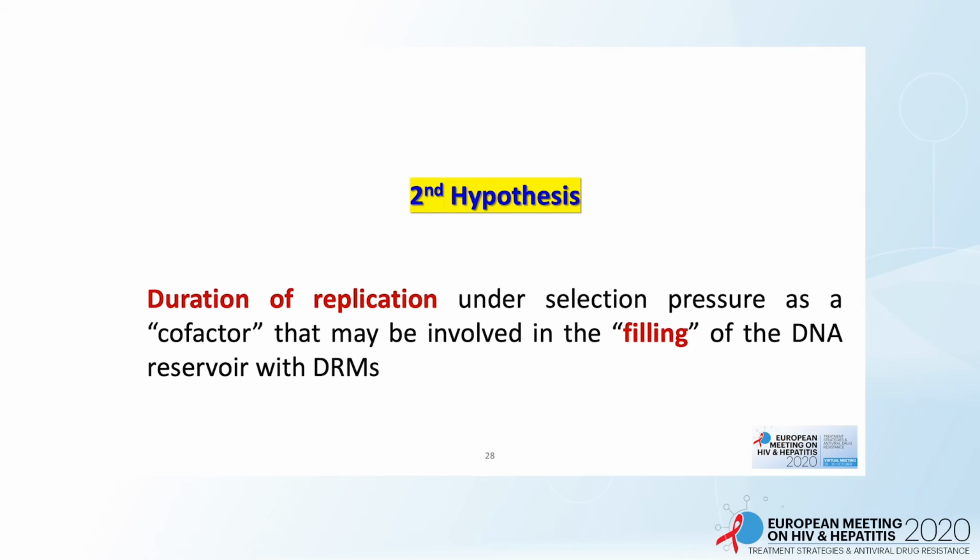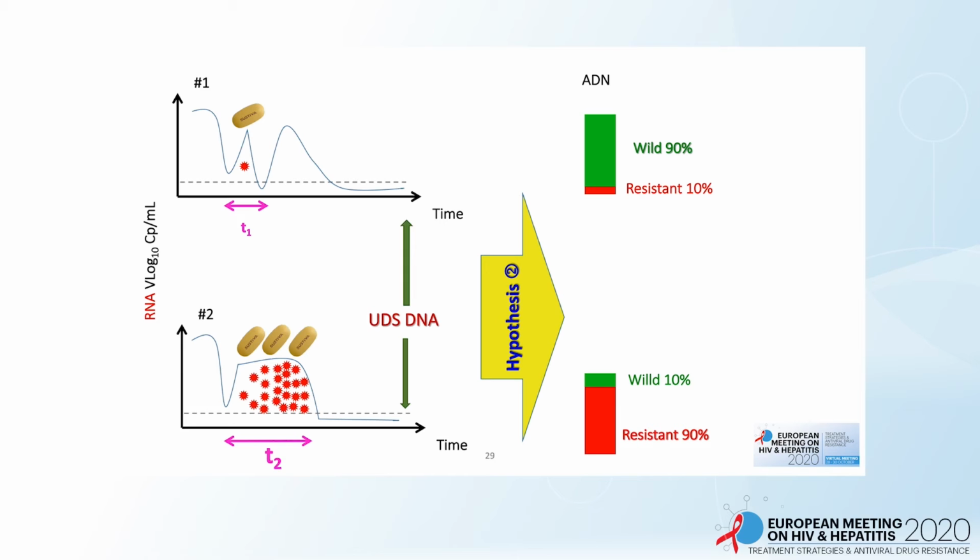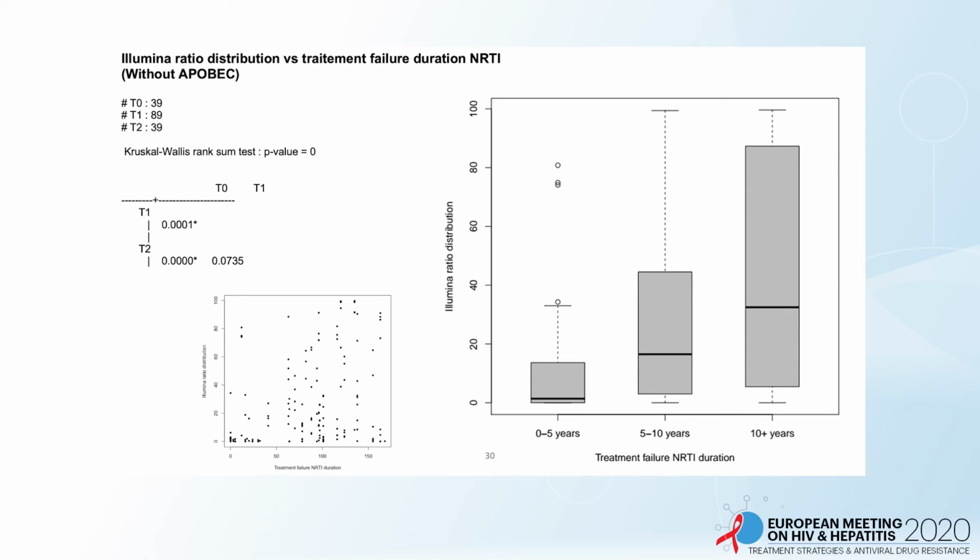However, in certain situations, the duration of undetectability does not explain everything, so we tried to characterize other factors that could also modulate the level of archiving. Our working hypothesis is that the duration of replication under selection pressure favors the level of archiving. We would expect fewer resistant variants in case 1 with a short replication time under selection pressure compared to case 2 with a long replication time under selection pressure. As we can see, treatment failure duration positively modulates the level of drug resistance mutation archiving.